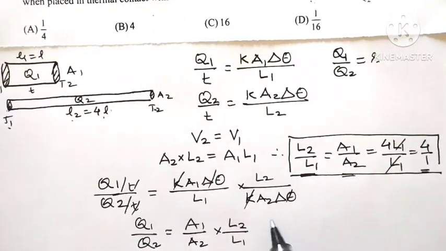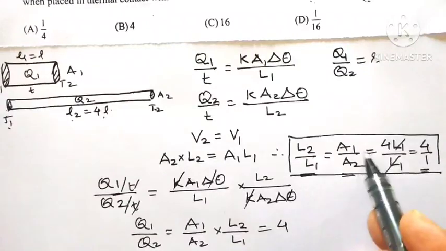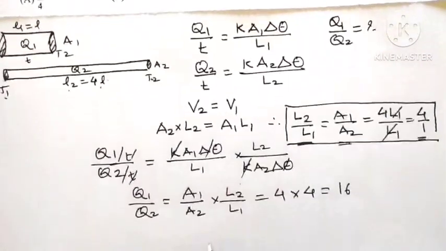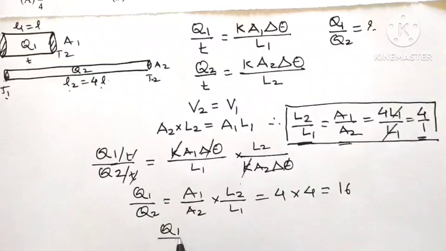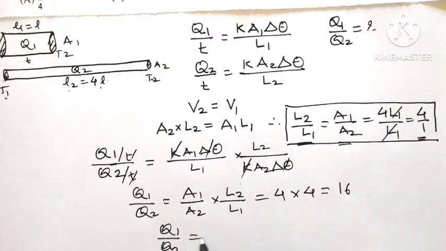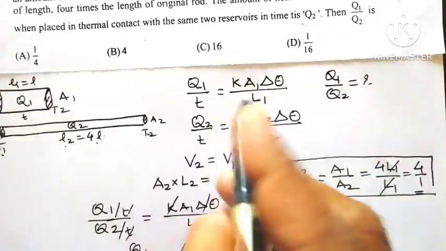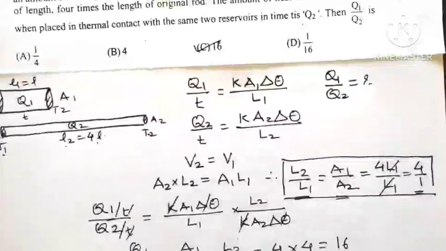But what is A1 by A2? A1 by A2 is 4, multiplied by L2 upon L1, which is also 4. So 4 into 4 is 16. It means the ratio of Q1 to Q2 is equal to 16. Out of the 4 options, which option is correct? Looking at the options, option C is the correct option for this question.